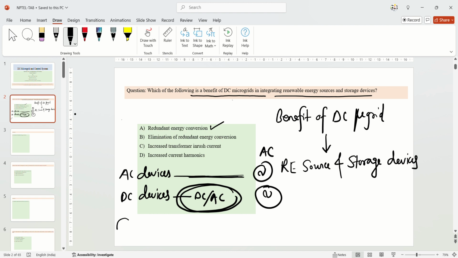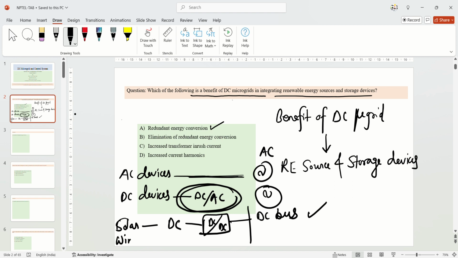Suppose you are integrating solar with the system. Solar is a DC generating source. Suppose you have the DC bus. You can connect directly using a DC to DC converter. Now suppose you are using an AC generating source, like a wind-based system. It's a fluctuating AC, and the frequency is actually not constant. So you convert the AC to DC, then again DC to AC, and then connect with the AC bus bar. So here the three conversion stages are there.